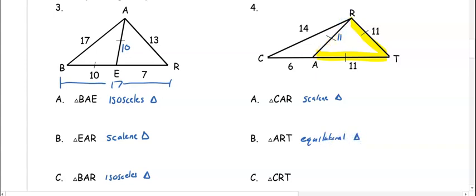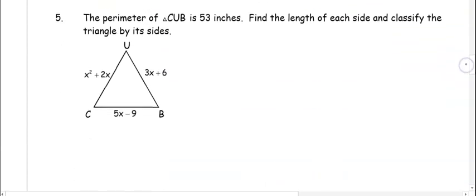And then our last triangle is CRT, which has sides of 14, 11, and then 6 plus 11, which is 17. So all of them are different, so it is a scalene triangle. In number 5, the perimeter of triangle C is 53 inches.